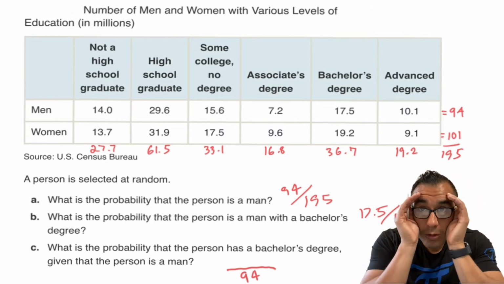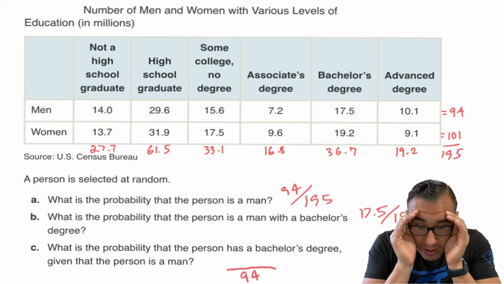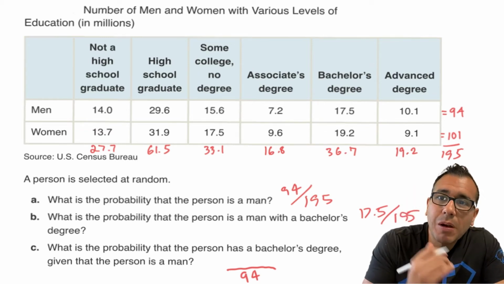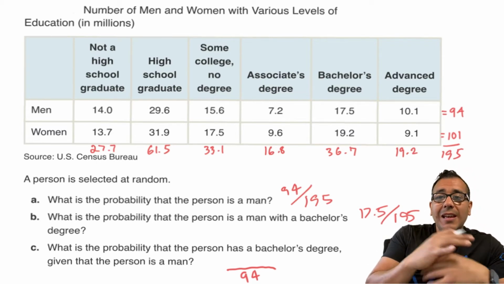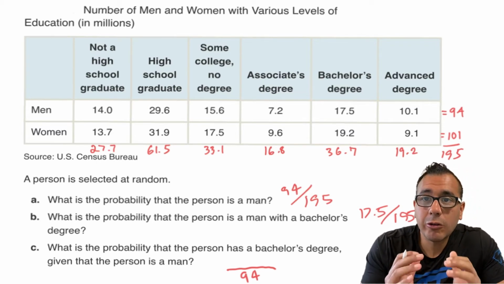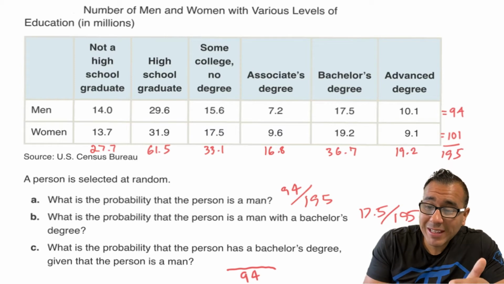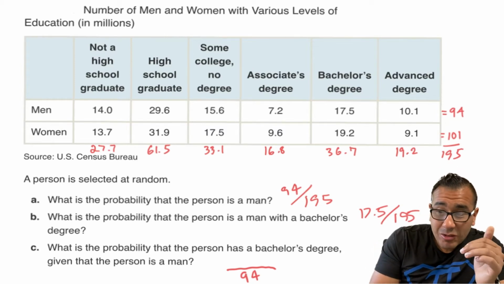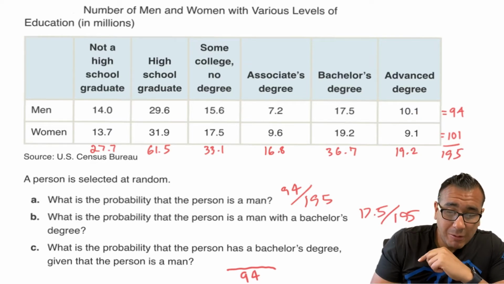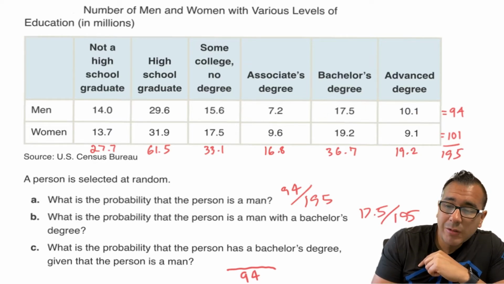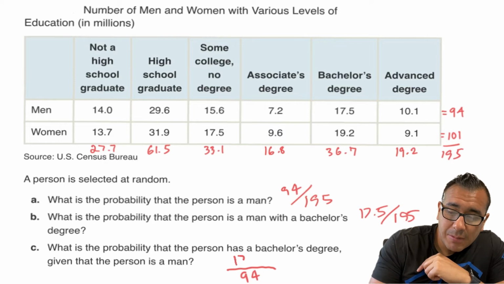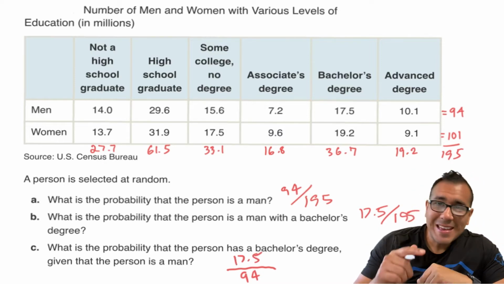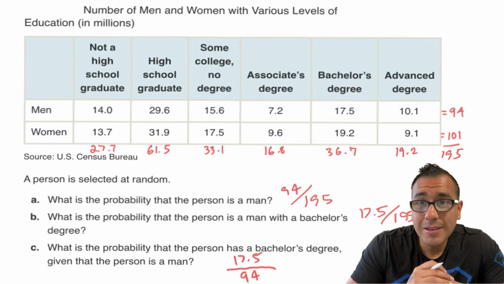Because that's the total we're looking at. We're not looking at everything. Tunnel vision here, we're only looking at the men. That's what conditional probability is: we're not looking at everybody, we're only looking at a certain group. In this case, the men, which is the 94 million. Then out of those men, how many of them have a bachelor's degree? 17.5 million. And there, my friends, is how we calculate the conditional probability.